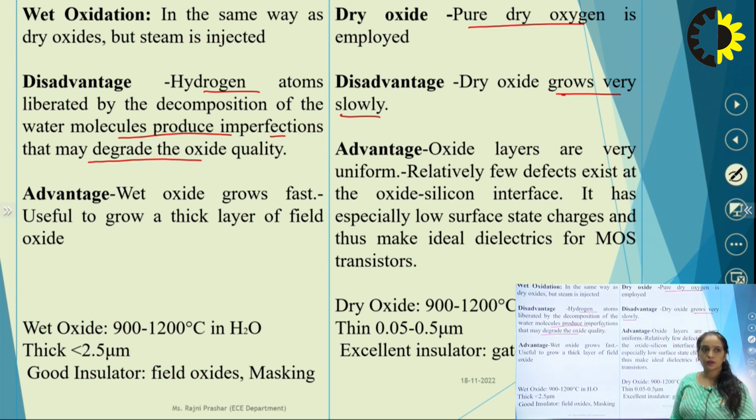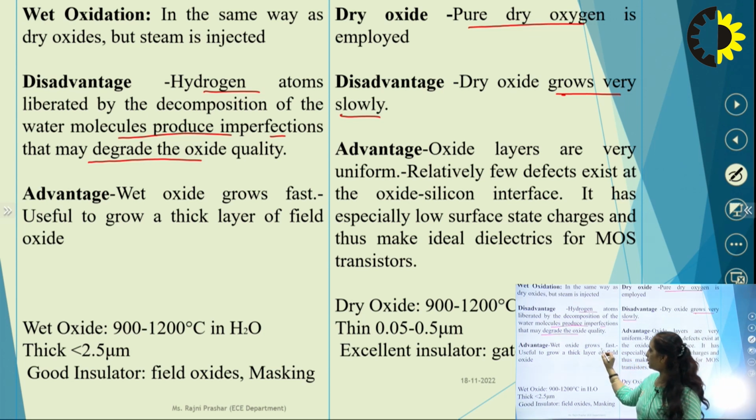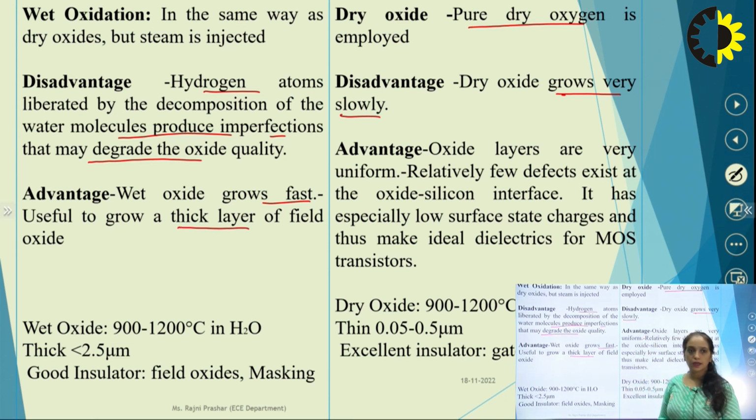In case of wet oxidation, it is carried out at a very fast speed, and the oxides which we can grow with the help of wet oxidation are the thick layer oxides that are used to protect two devices between the on a single IC.